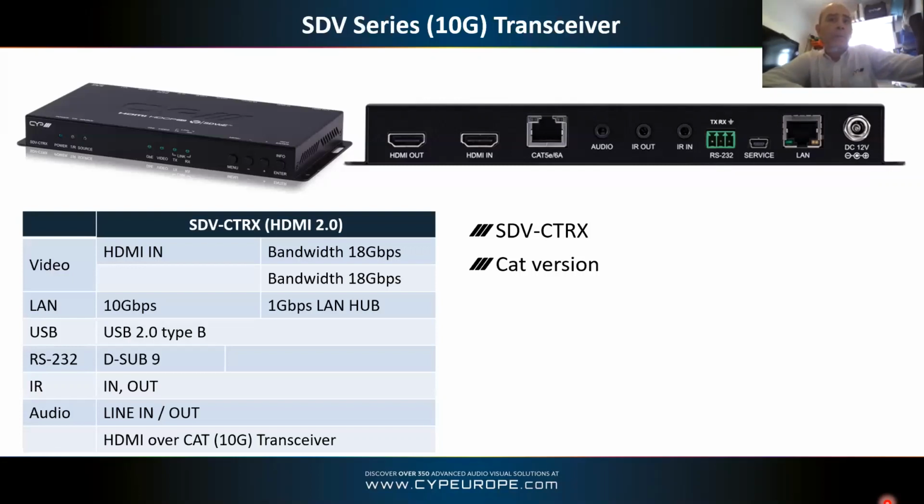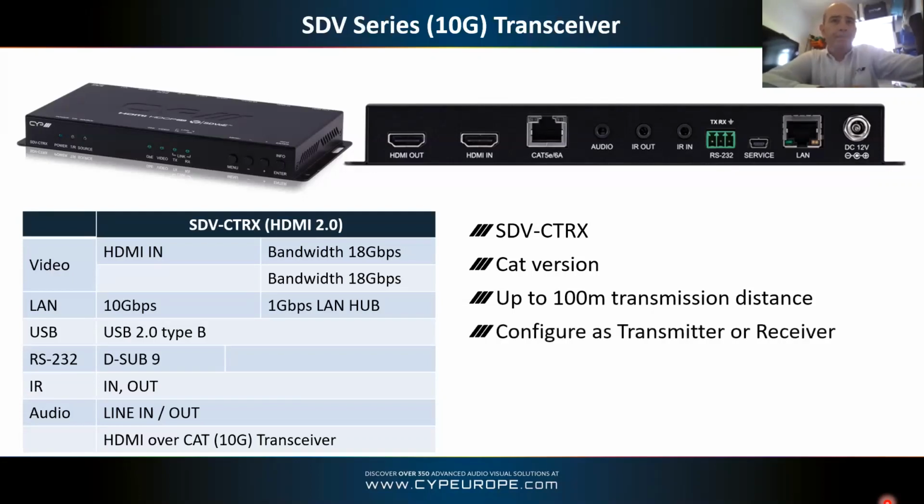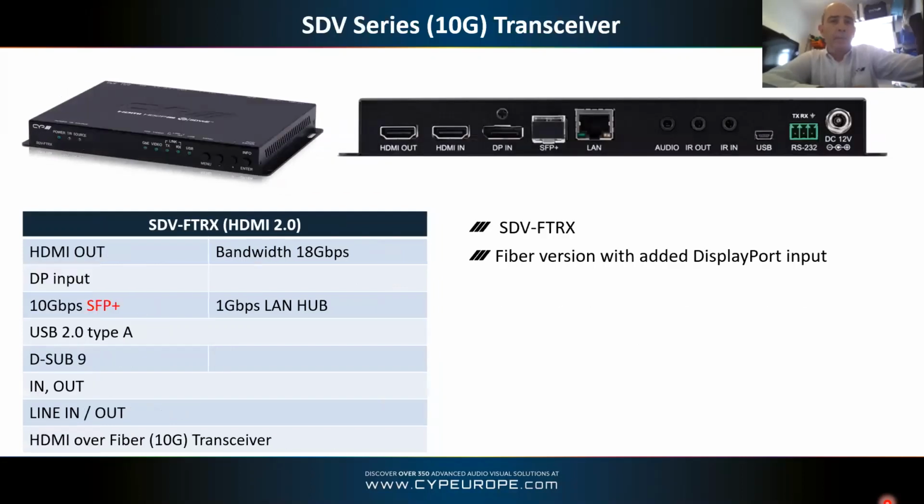Within our SDVoE series here, we do have a CAT version, which has a transmission distance of up to 100 meters either side of a network switch, or point to point. These are transceivers, so you can configure them as a transmitter or a receiver. And then we have our fiber model, which for a start adds a DisplayPort input. So a slight difference there in terms of the inputs.